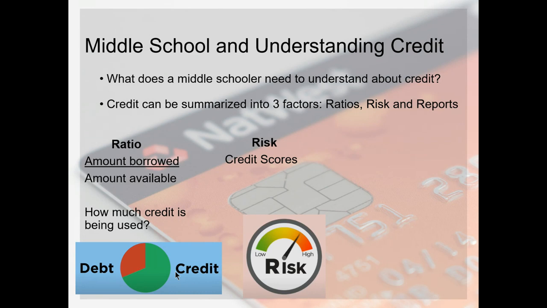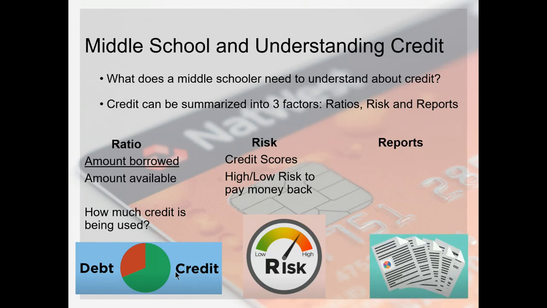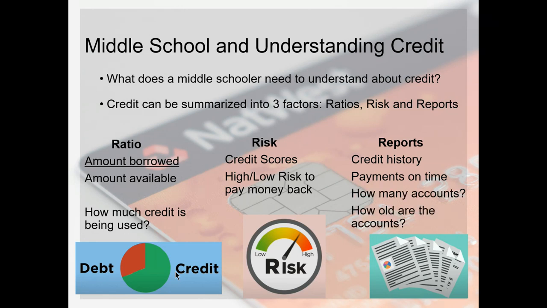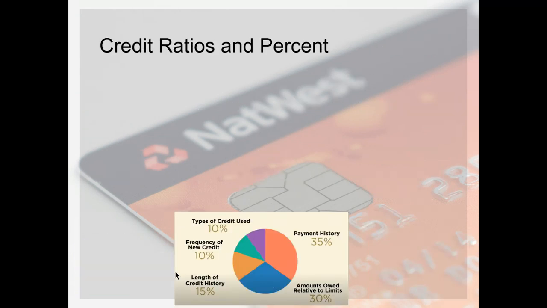Then you look at the risk. Credit scores look at the risk. Is it high risk or low risk to lend this person some money? And is it high risk or low risk that they're going to pay this money back? The other thing that they look at is reports. How is all this reported? So you have credit history, and then looking at whether money is paid on time, how many accounts are out there, and also how old the accounts are.